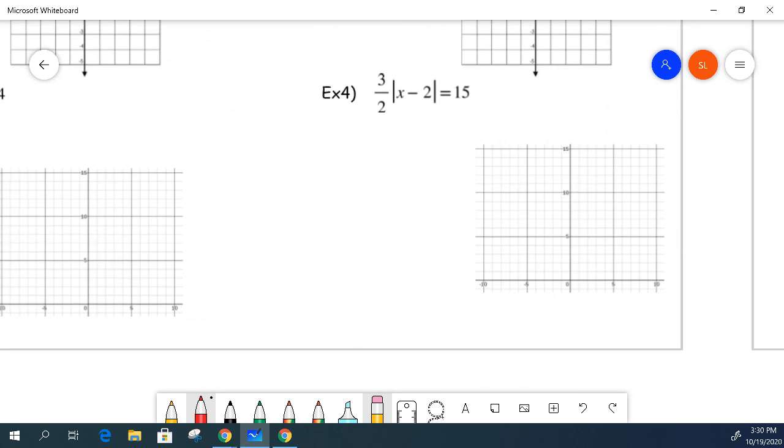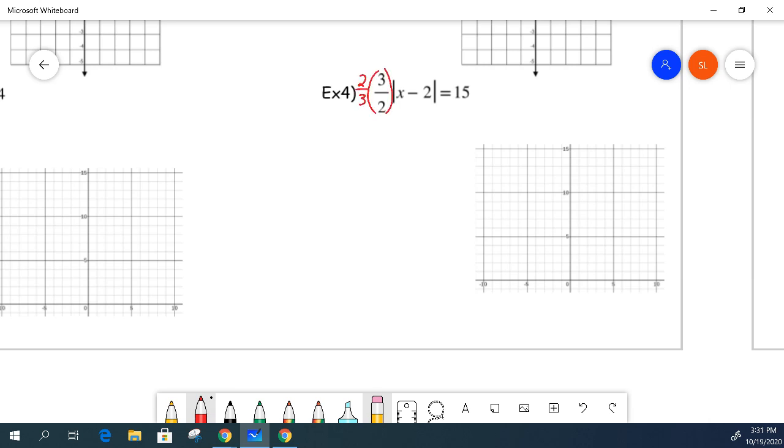Because I know y'all are all looking at it and you're like, oh my God, there's a fraction. What do I do? So what I want you to notice first here is that we have this 3 halves, and we can't solve it like this. What we have to do is isolate the absolute value. So the way we're going to do that is we're going to multiply by the reciprocal.